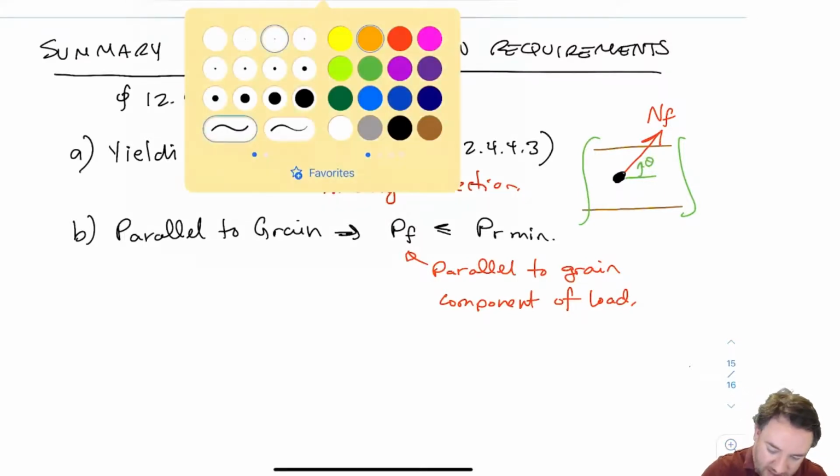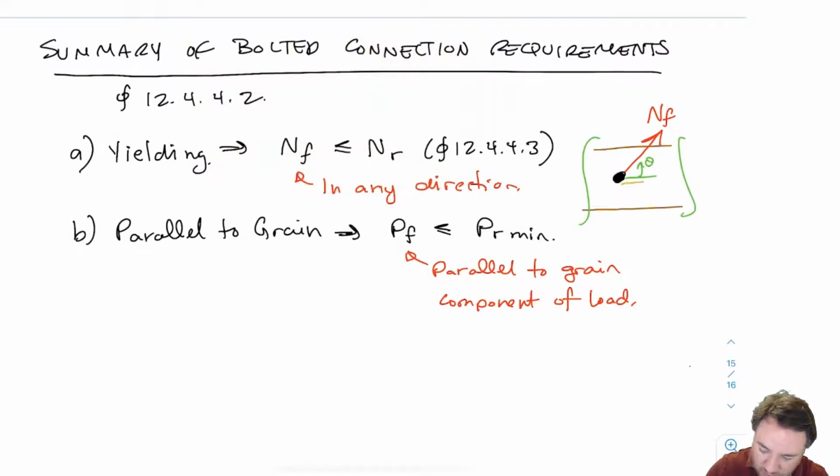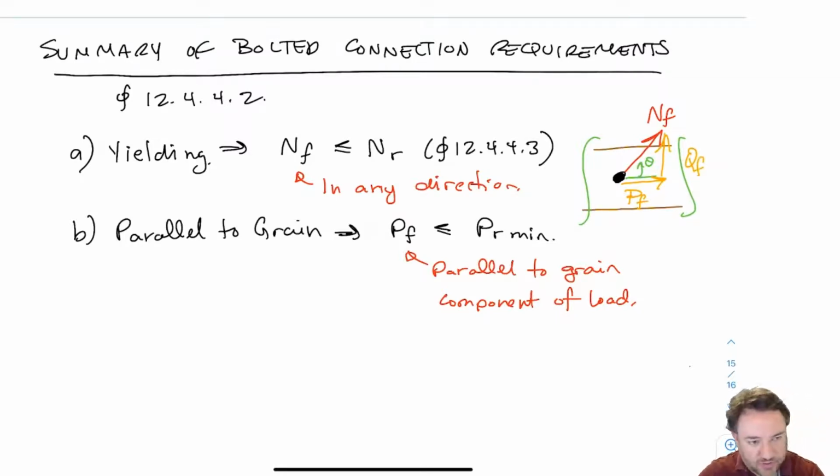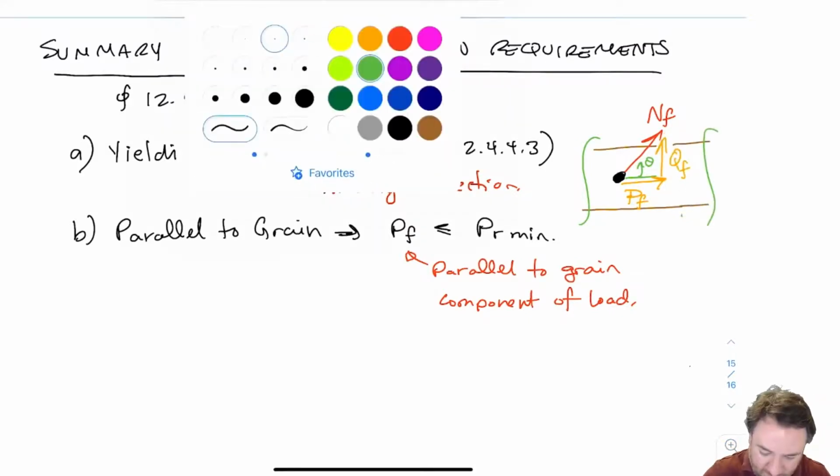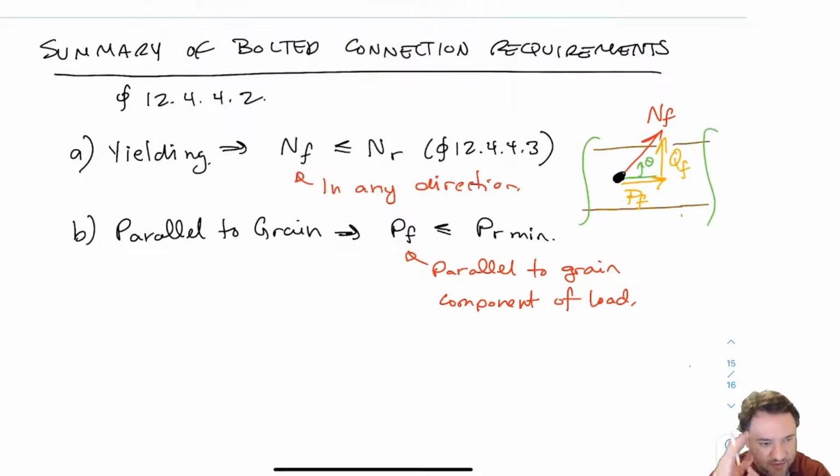Then I can split that NF into two components, right? One being the PF, which is the parallel to grain component, and one being the QF, which is my perpendicular to grain component. Let me neaten that up a little bit. So these are the NF, the PF, and the QF that we're talking about when we're doing these checks. So for yielding, I use the full NF, right? For parallel to grain, I'm going to use only the parallel to grain component of that load NF, and I'm going to check it against all my parallel to grain resistances.